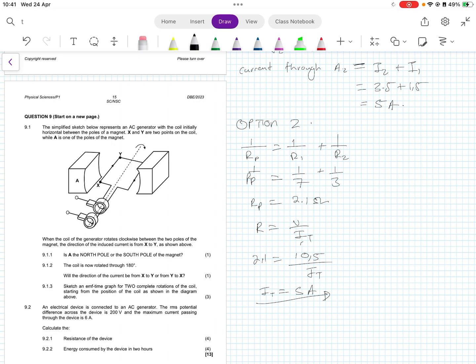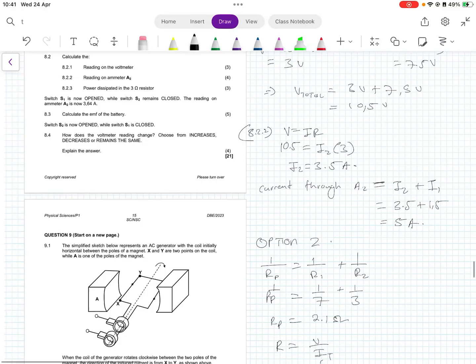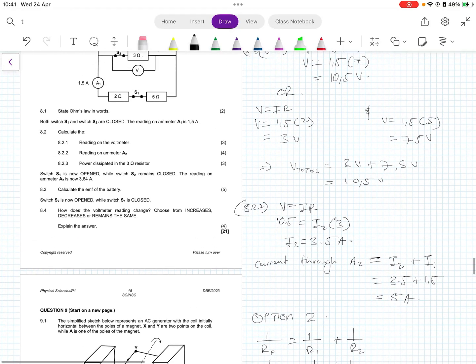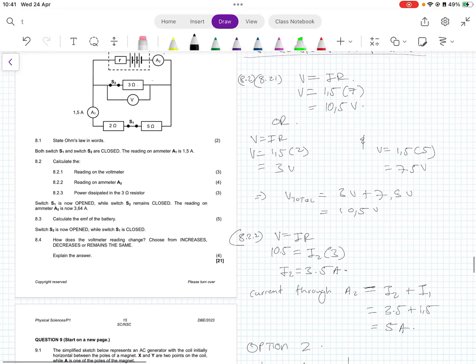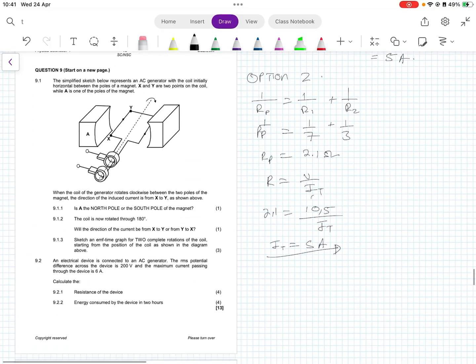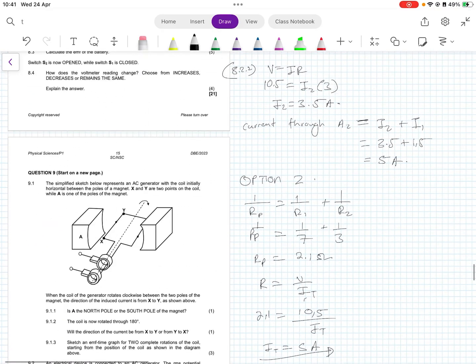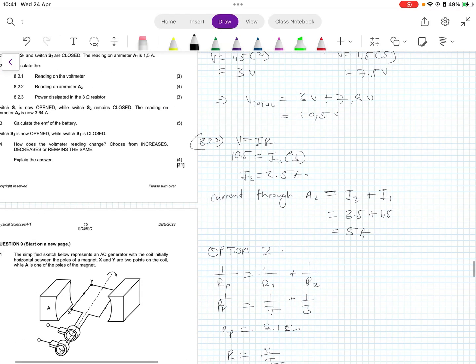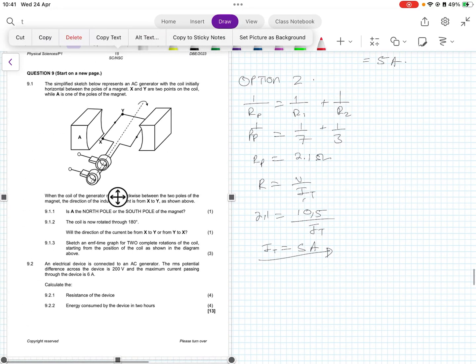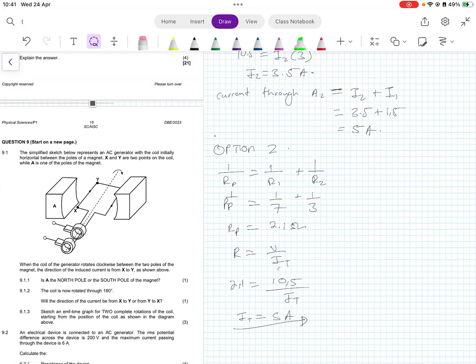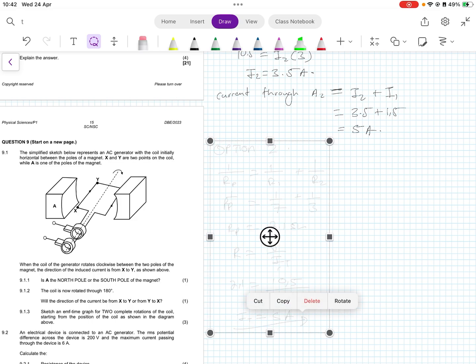Okay, wonderful. We may then move on to the next question, 8.2.3, the power dissipated in the 3 ohm resistor. Okay, I'll just do this because we've already been through these questions, so I'll just delete this here.